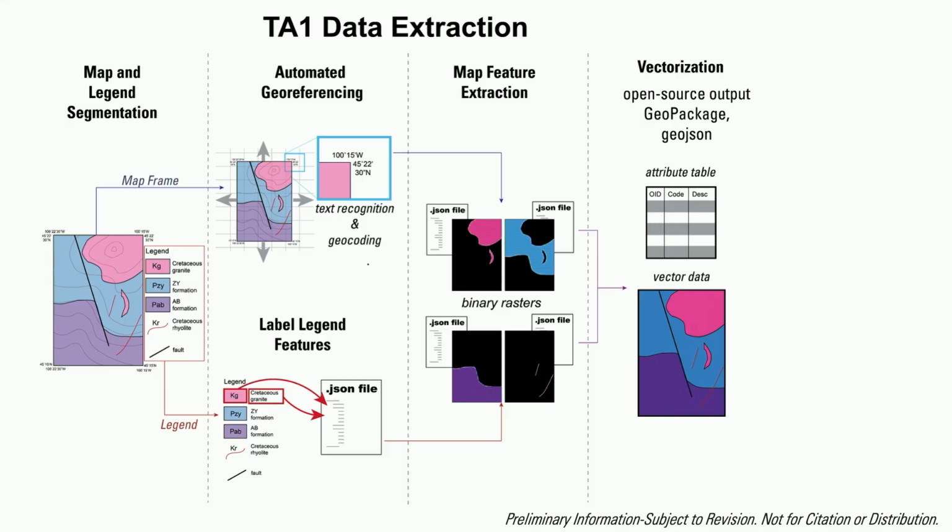This is an overview of the different components of the TA1 workflow. We start with segmenting the map image, identifying which part of the map is the map frame and which part is the legend. We segment the legend and store that information in a JSON file. Then we georeference the maps, typically starting with the corner coordinates. Using the legend, we extract the different features from the maps. And then we combine all the extracted features with basic attributes and save them to an open source format like GeoPackage or GeoJSON.